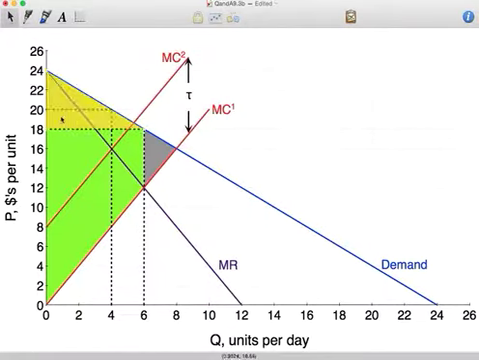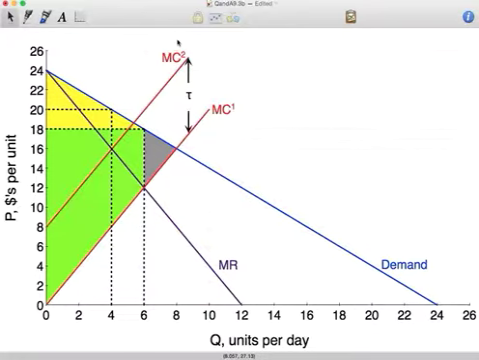Now, if you remember, this area right here that I have highlighted is the original consumer surplus. All right? Well, we know the consumer surplus is going to shrink, and it's going to shrink because of 2 different things. One, output is lower. Originally, output was equal to 6, and now it's equal to 4. So consumers are going to lose out because of the fact that there are 2 units per day that aren't being produced, therefore they're not being consumed, therefore they don't generate consumer surplus.